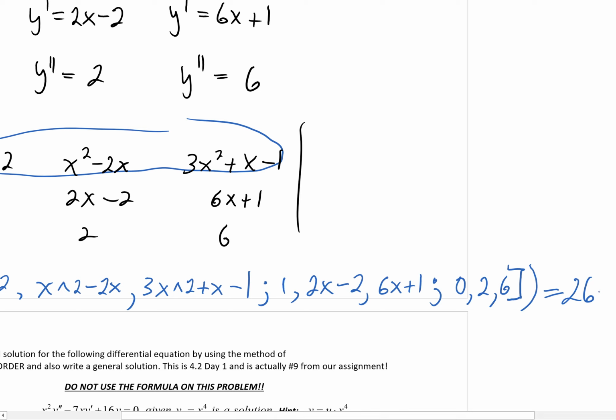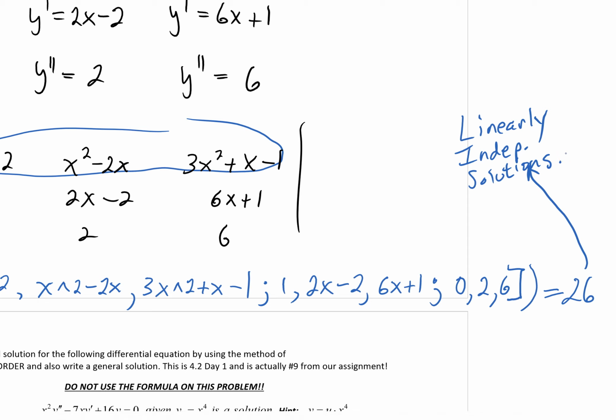So that answer of 26 is going to mean that we have linearly independent solutions. What that really means is your solutions are not multiples of one another by some constant, or by being able to come up with trig identities, perhaps find out that you could somehow derive one from another. So that's it for our first problem there.